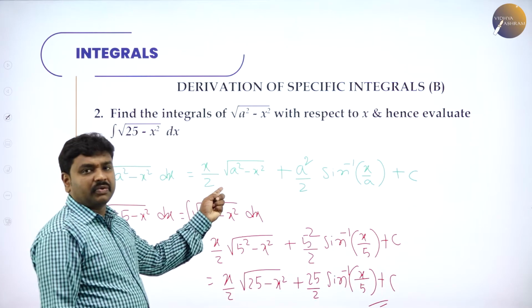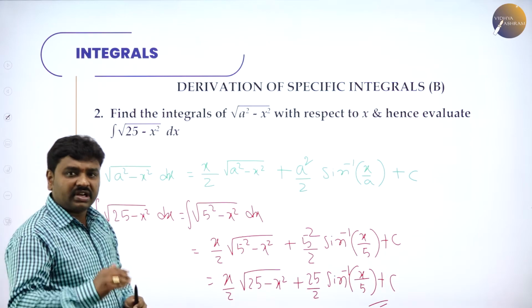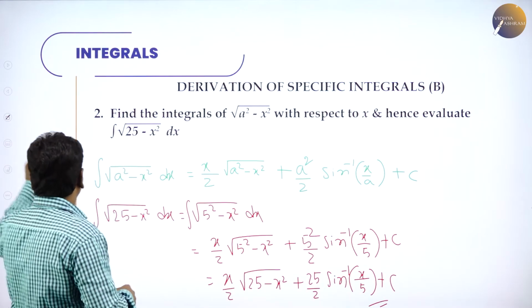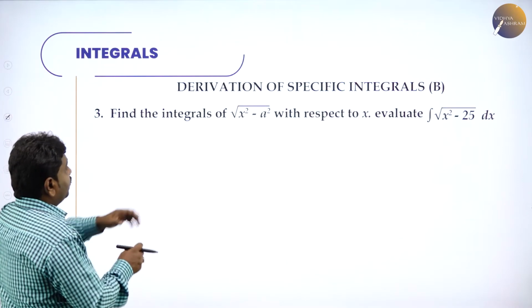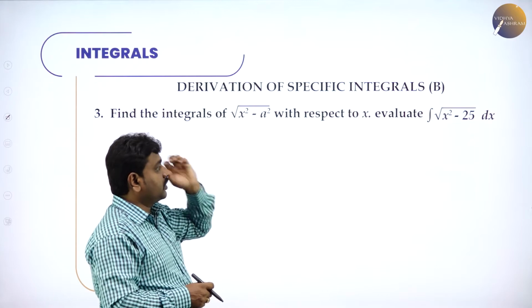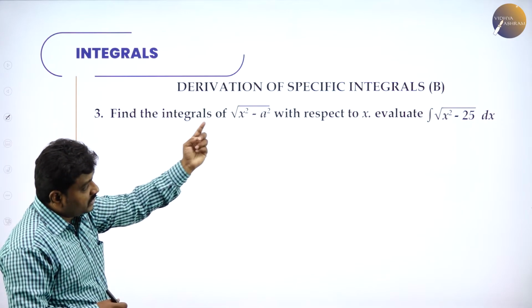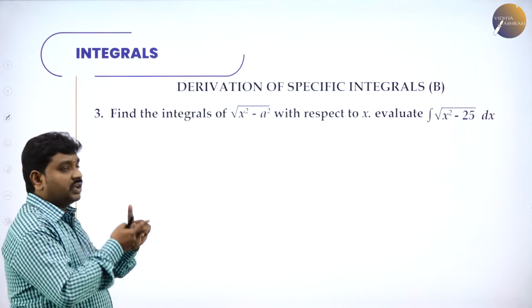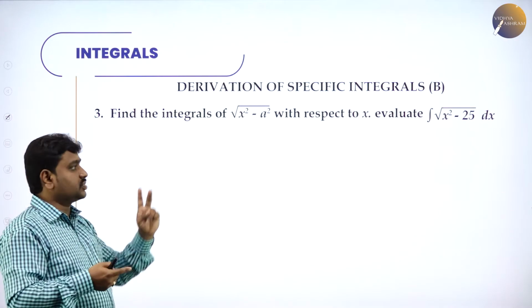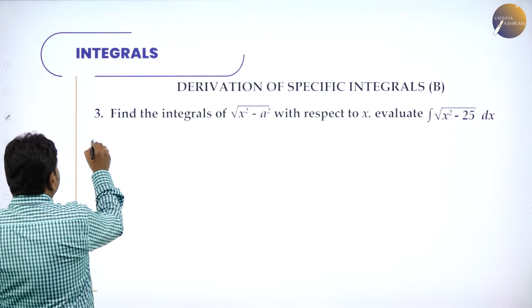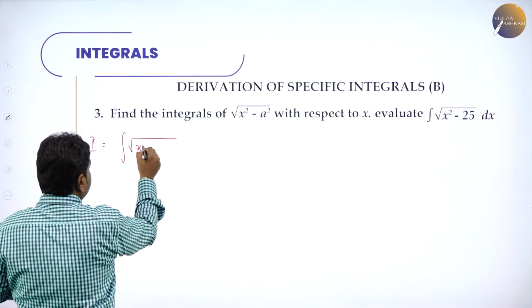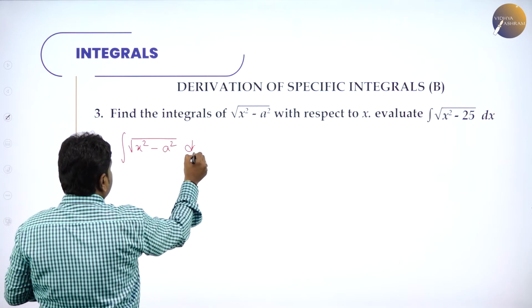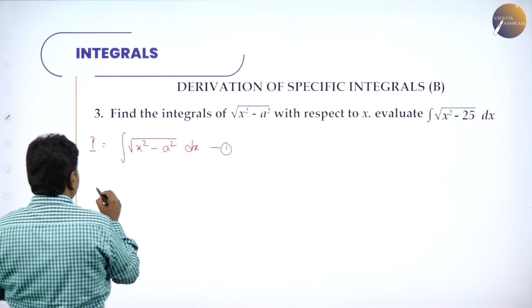So we are using the formula that we derived. Similarly, we have one more specific integral: root of x square minus a square with respect to x, and hence evaluate root of x square minus 25. So we have done a square plus x square, and we have done a square minus x square. In the same way we are supposed to do the integral of this. I'll take I is equal to integral of root of x square minus a square dx. Call it as I and use parts.